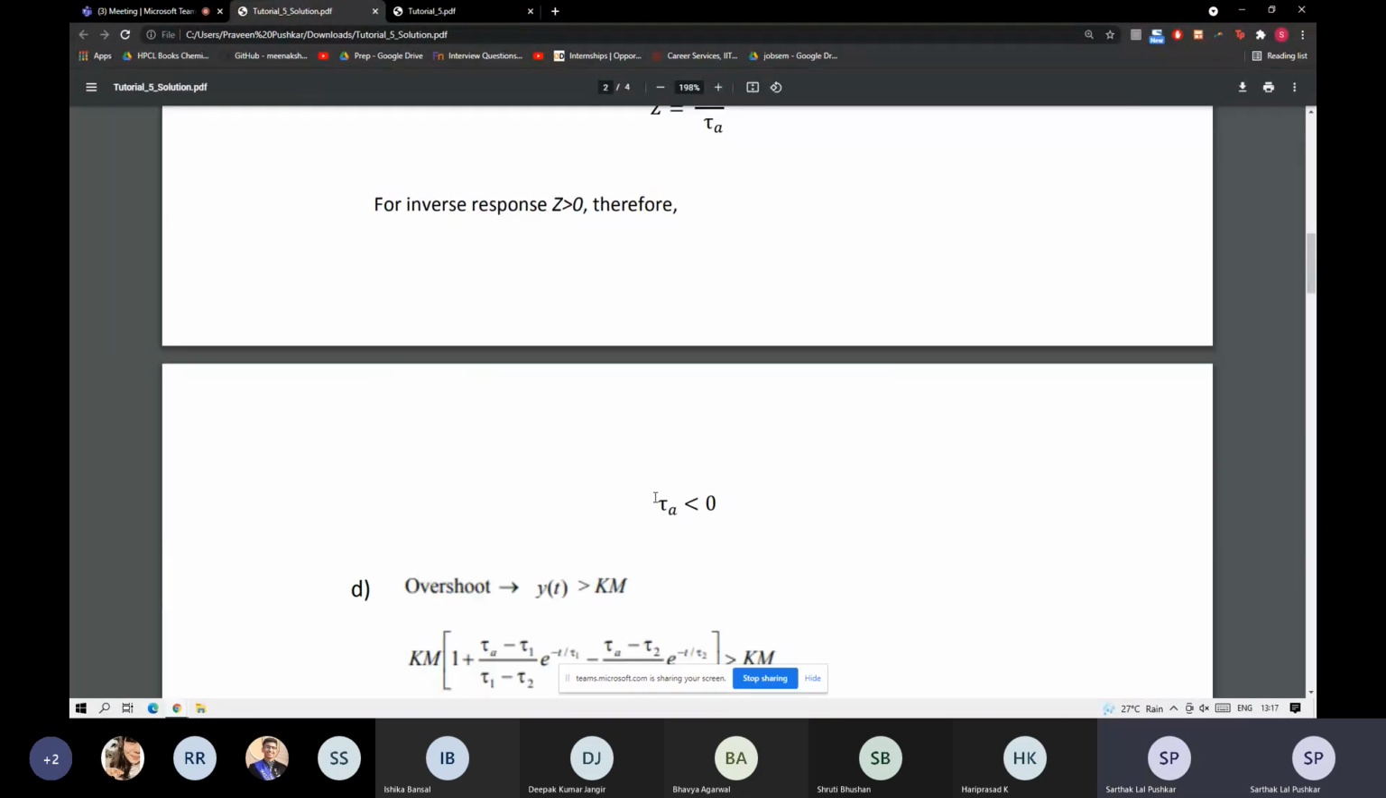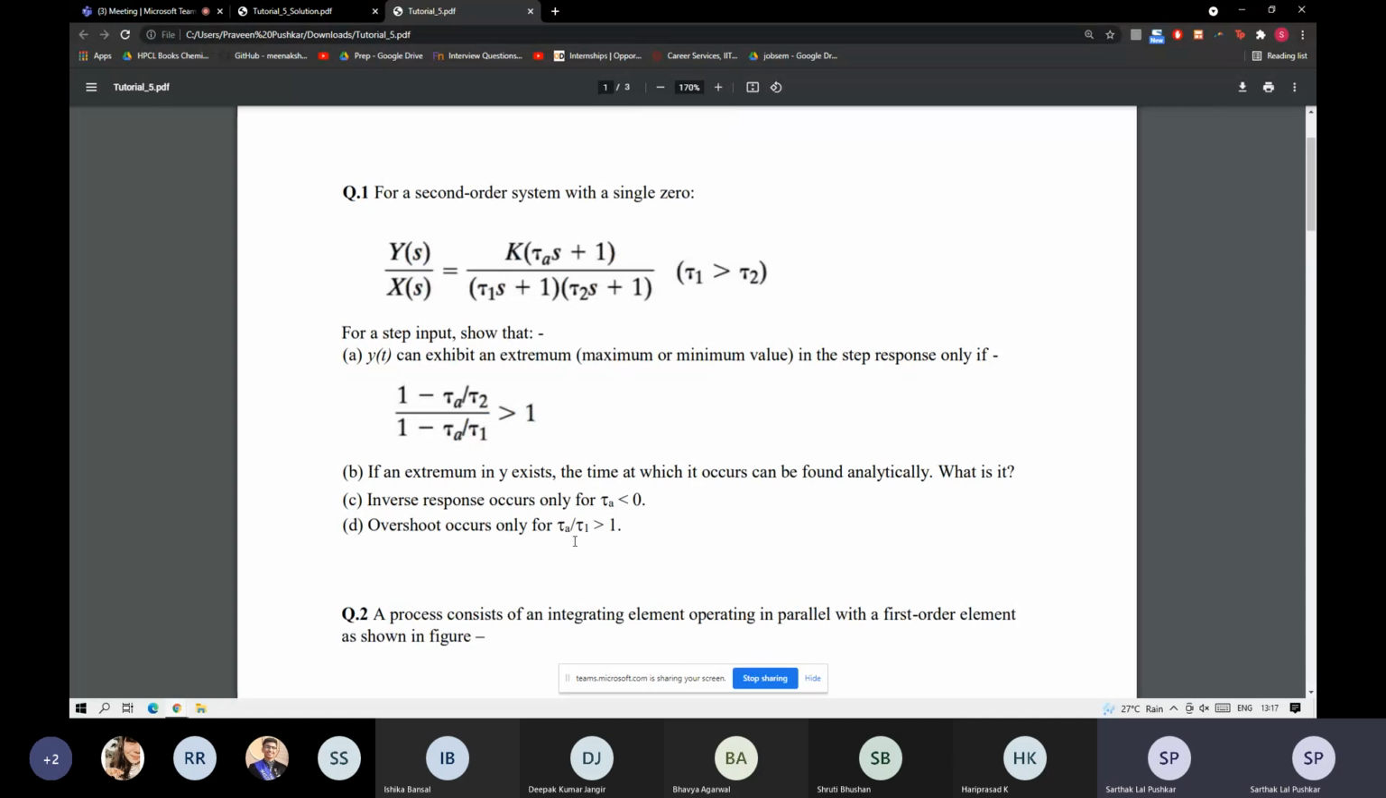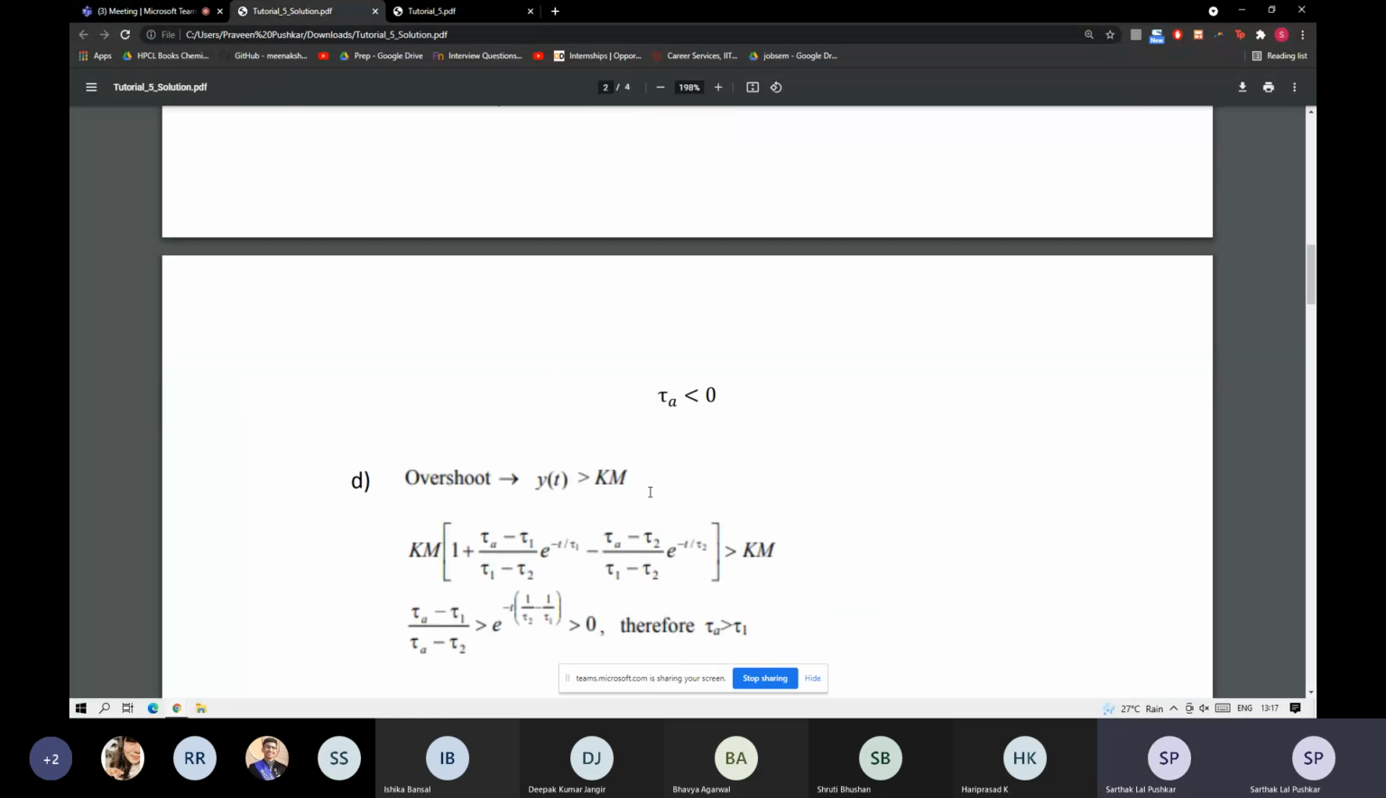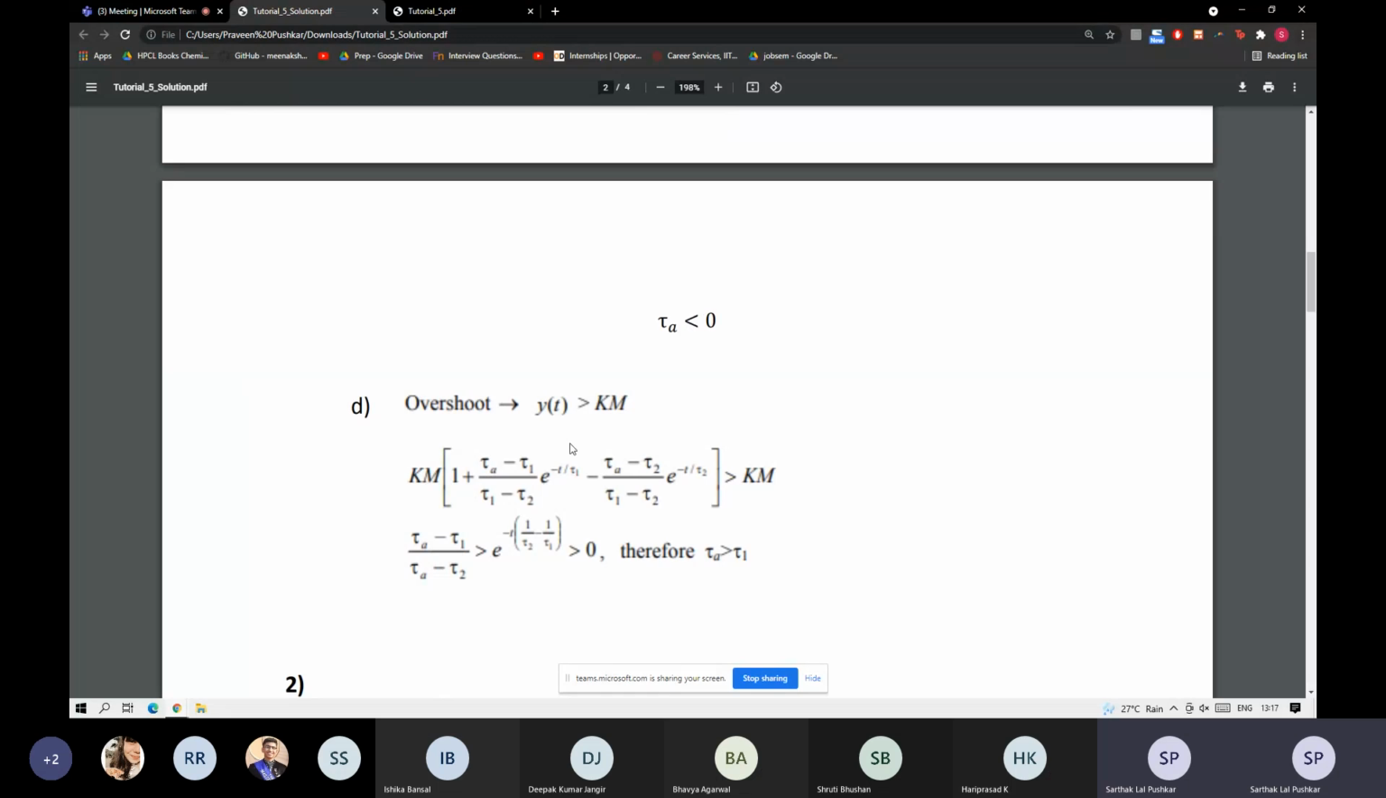Next, we have to show that the overshoot occurs only when tau a upon tau 1 is greater than 1. For that, we have to see y of t is greater than Km. By doing this, we get this condition, and we can show that tau a is greater than tau 1 when the overshoot happens.